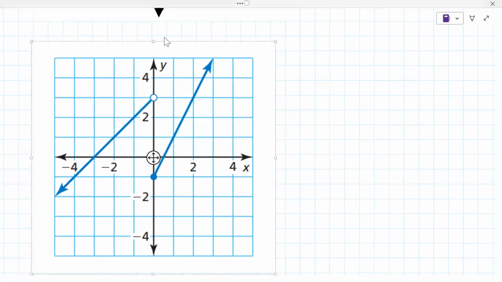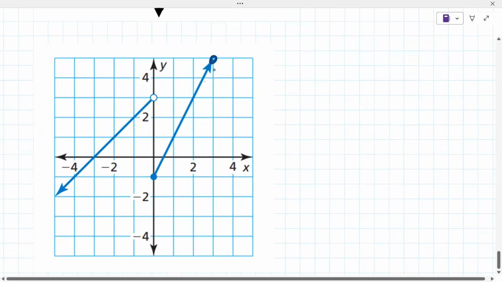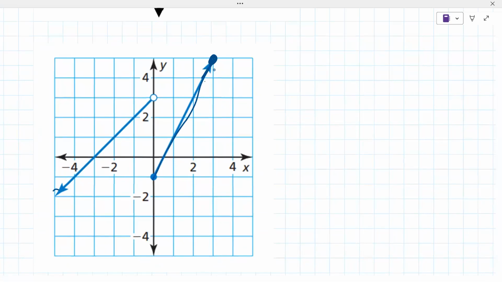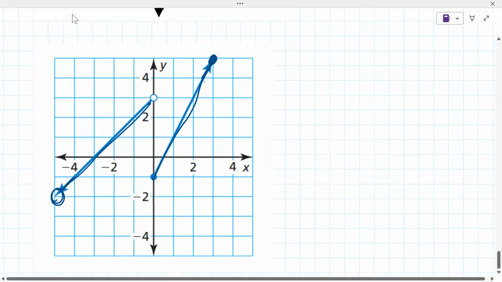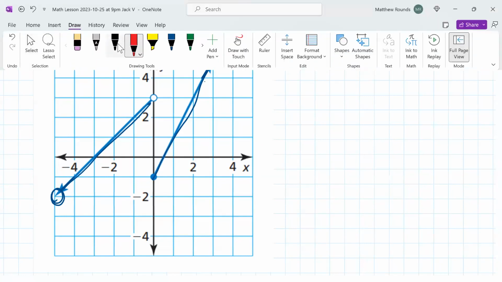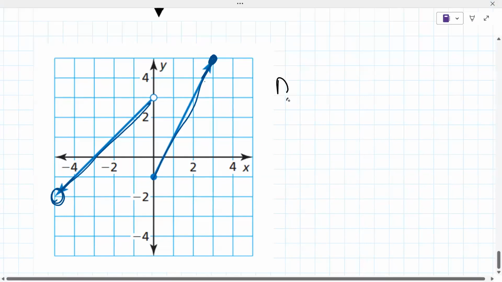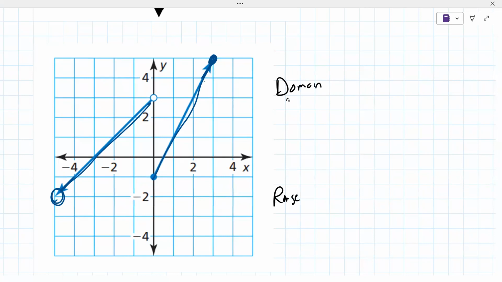All right, so pretend that it's a blue arrow. That's a blue point there, and pretend that it's an open circle there for me, please. And give this one your best effort for domain and range. There's no rush, so just take your time figuring it out.